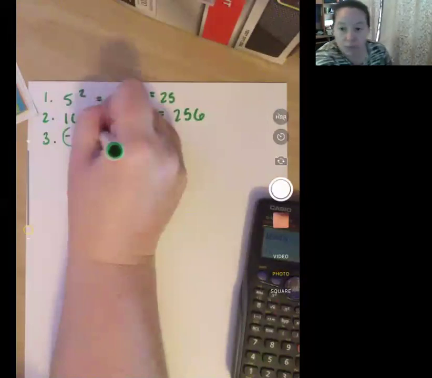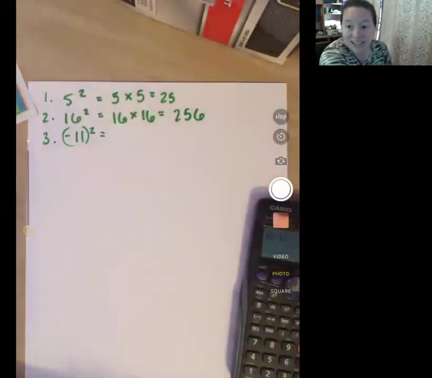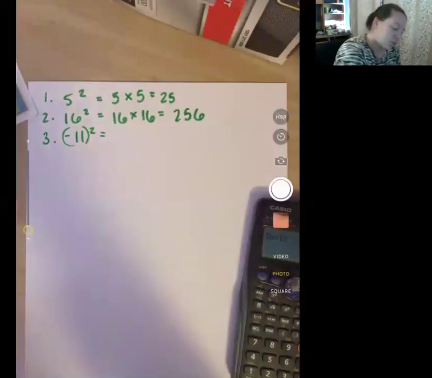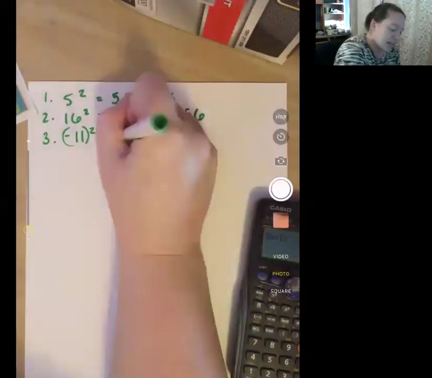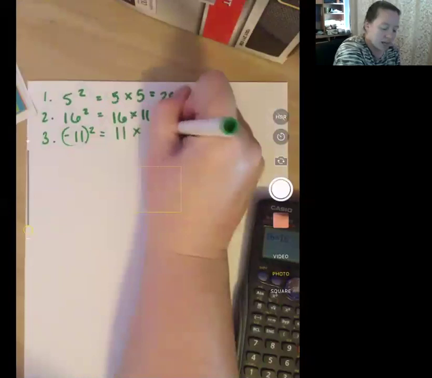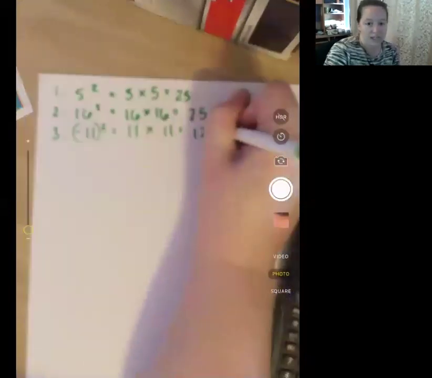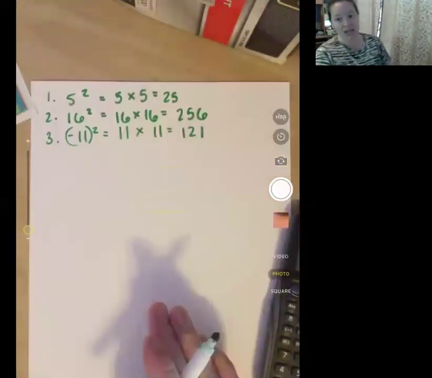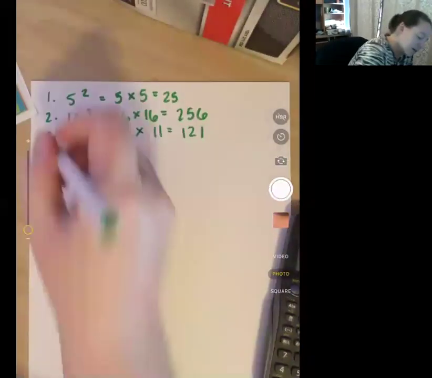Number 3, negative 11 squared. Now, the reason why I put it in parentheses is because that negative sign is getting squared as well. A negative times a negative is a positive. So I'm going to do 11 times 11, which gives me 121, and it is going to be a positive 121.